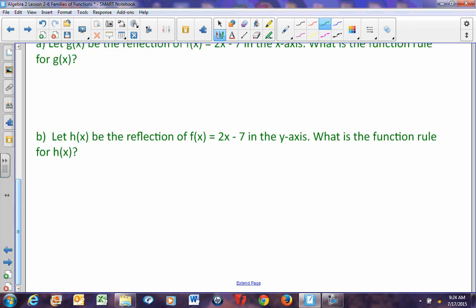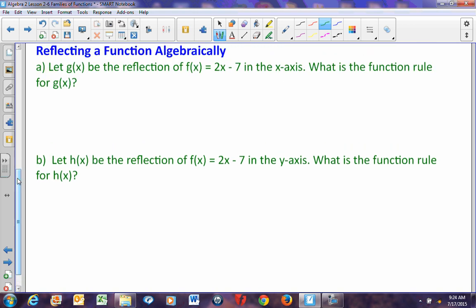And since this is written in green, I will change my color. Let g of x be the reflection of f of x equals 2x minus 7 in the x-axis. What is the function rule for g of x? Okay, so actually it's a reflection in the x-axis. So it's right there, reflection in the x-axis.